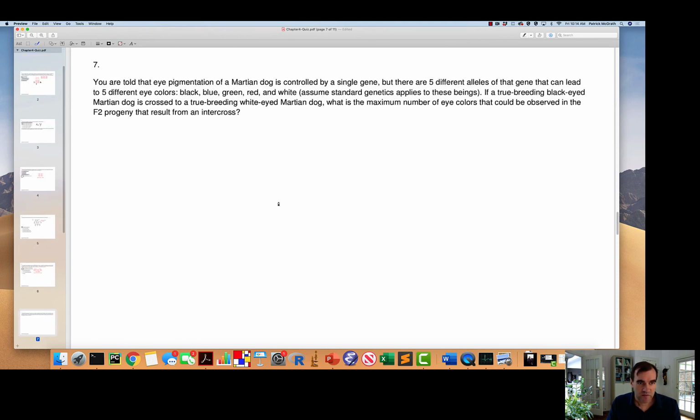All right, number 7. You are told that eye pigmentation of a Martian is controlled by a single gene, but there are 5 different alleles of that gene that can lead to 5 different eye colors. If a true breeding black-eyed Martian dog is crossed to a true breeding white-eyed Martian dog, what is the maximum number of eye colors that can be observed? So the answer to this is 3.